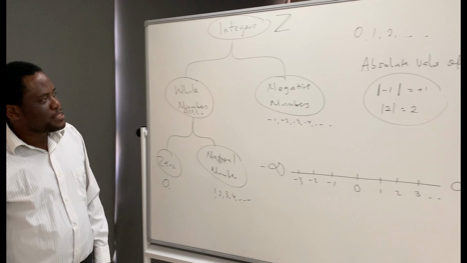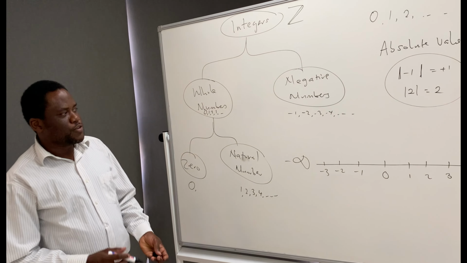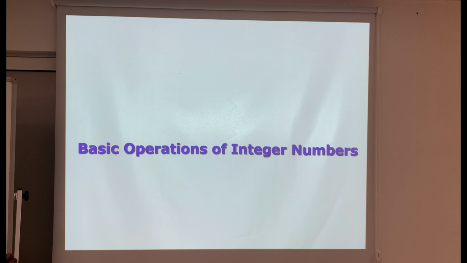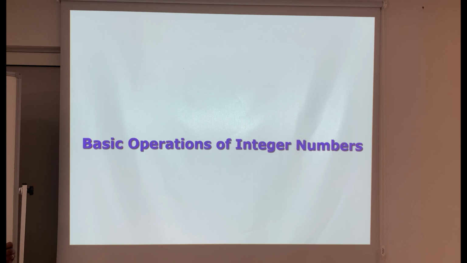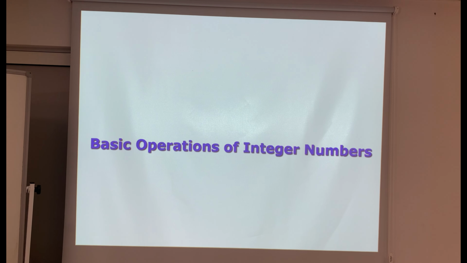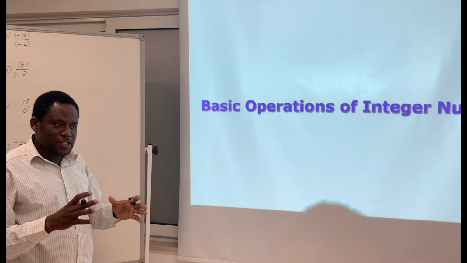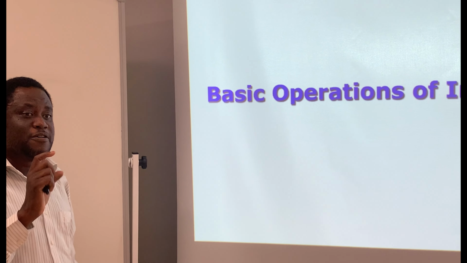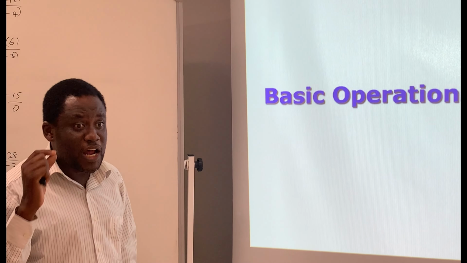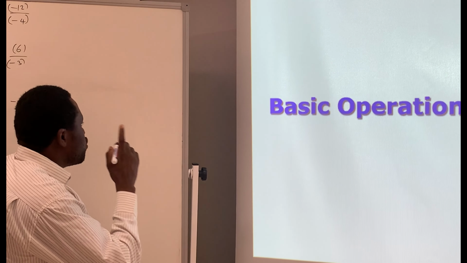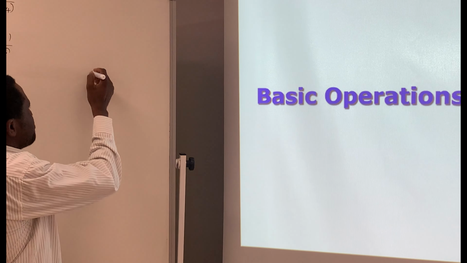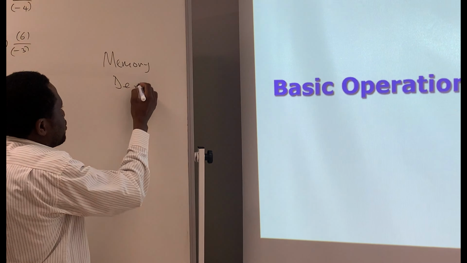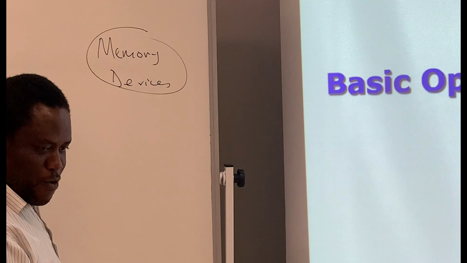Now, let's see the operations of integers. We have seen the basic parts of integers, right? But now let us look at the arithmetic: addition, subtraction, multiplication, and division. But before that, we need to understand some memory devices that you have to keep in your medulla oblongata. What do I mean by that?